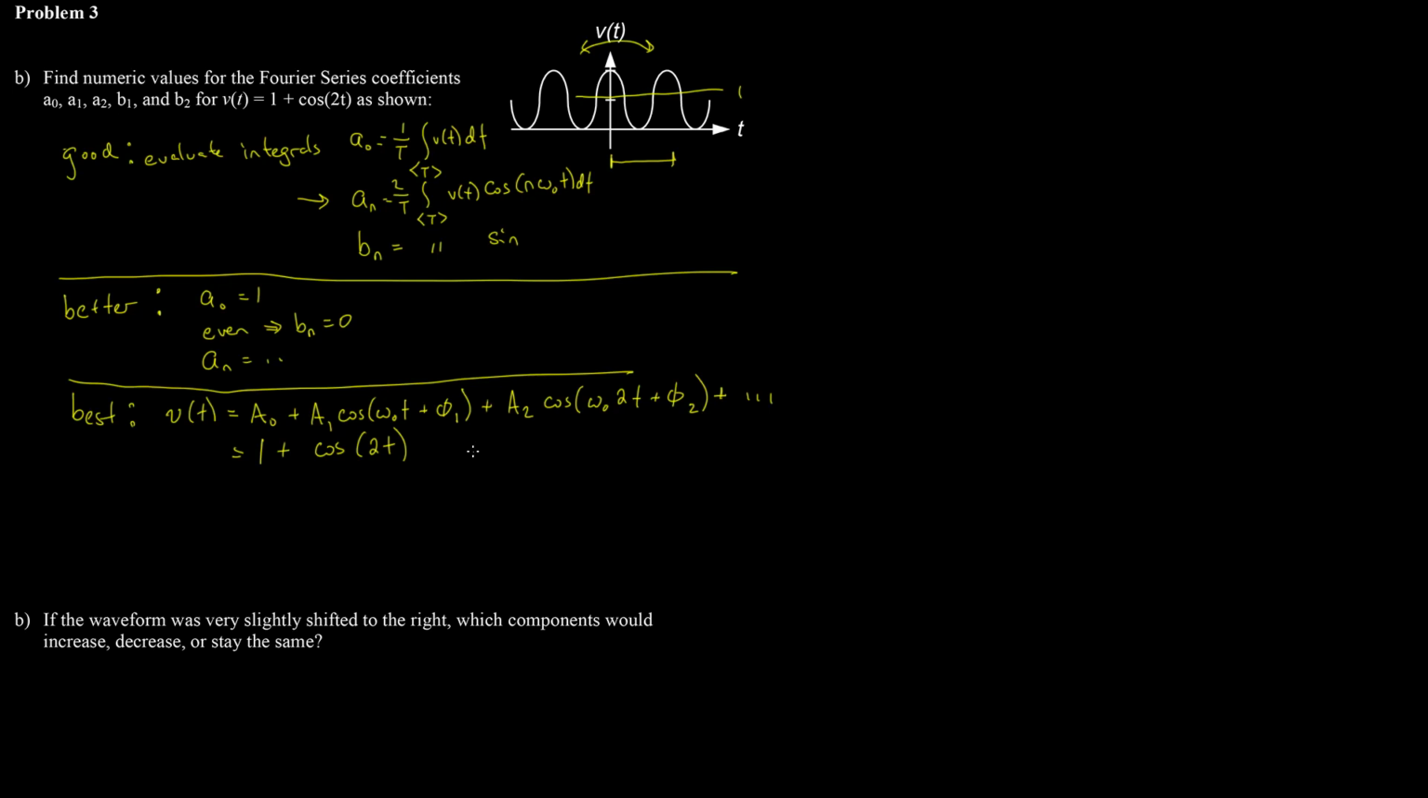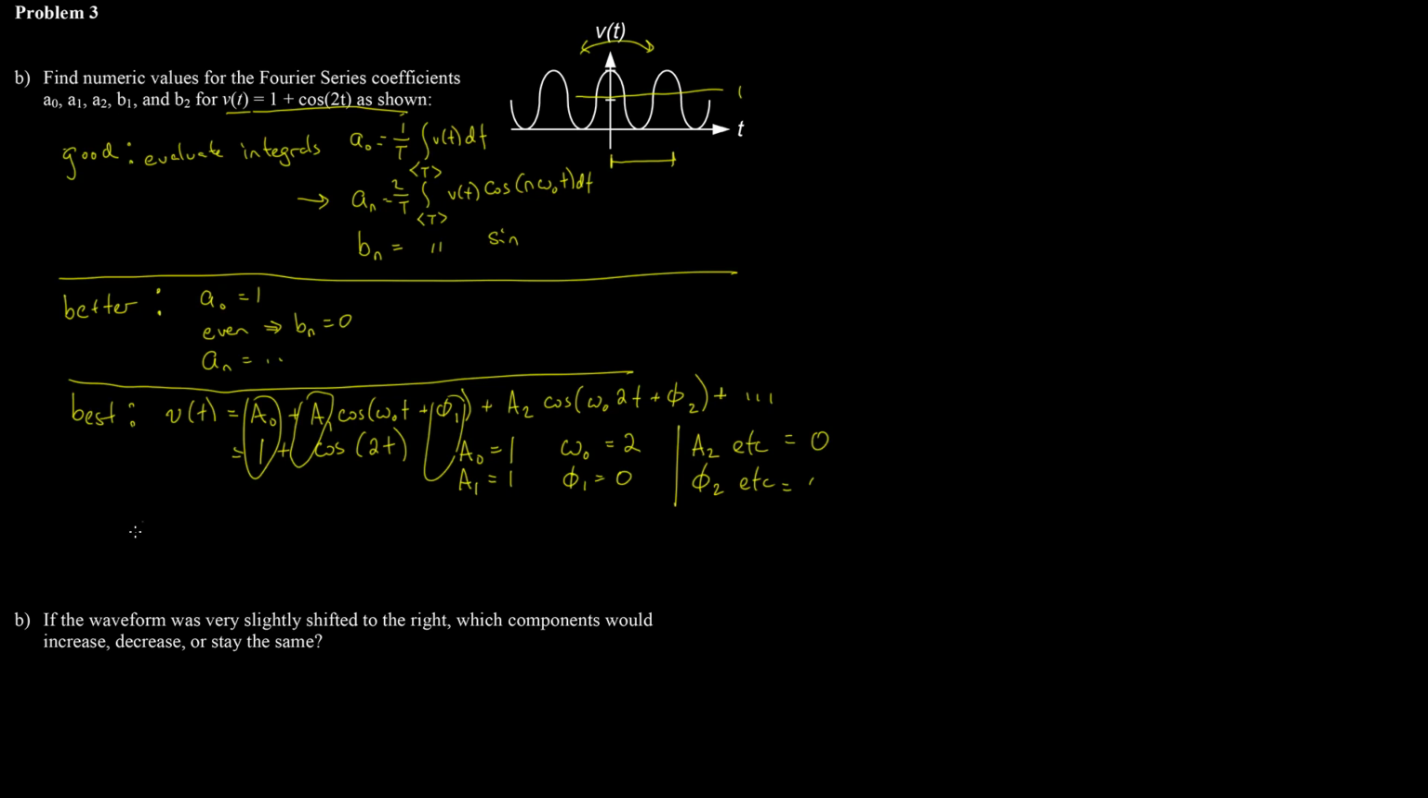you can instantly see that your a sub naught term is 1 from here. Your a sub 1 term from here is 1. Your omega naught, which isn't even asked for, but it's easy to read off from that, is 2. Your theta 1 is 0. There's nothing over here, and there's no higher order term. So a sub 2, etc., and b sub 2 and higher, they're all equal to 0. There's nothing more to this equation that's given up here.